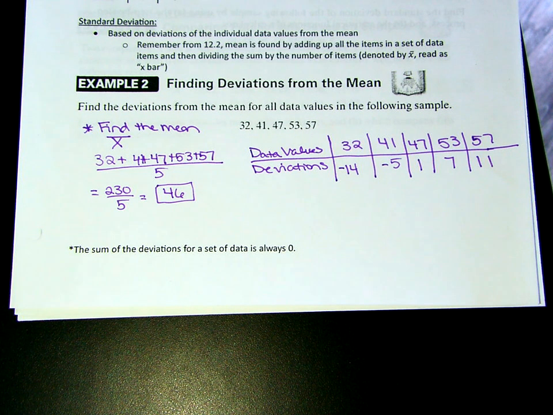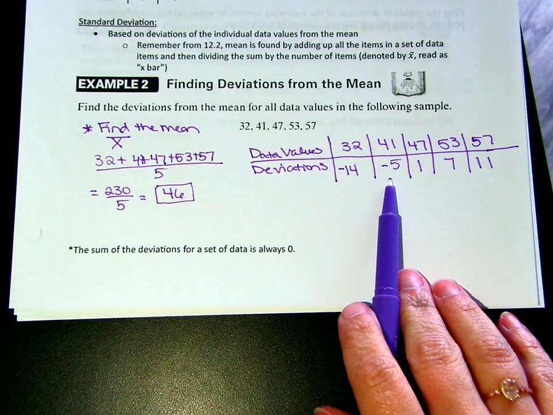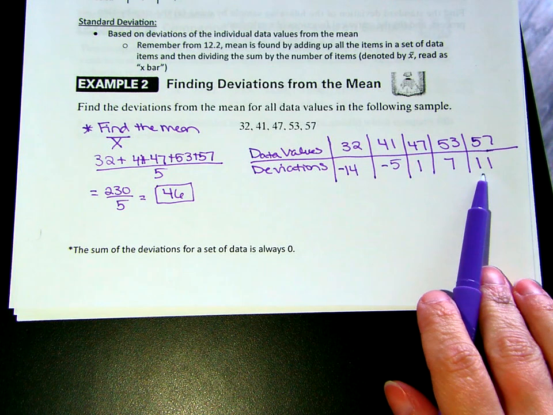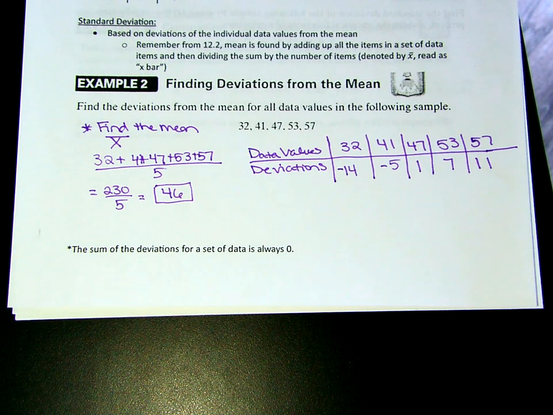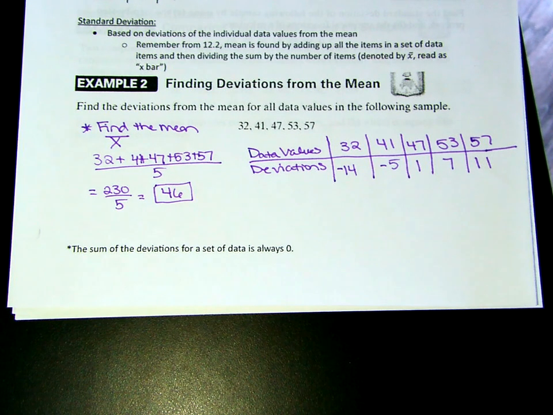And something that's interesting is that when you sum up or add up all of our deviations, they will always be 0, which is kind of just a neat thing. We have negative 14, negative 5, and then if you look here, we have 7, 11. They're always going to add up to 0. So when you're doing deviations, you have to find the mean first, then you're taking your data value, subtract the mean from it, and you go from there. Questions on that one?